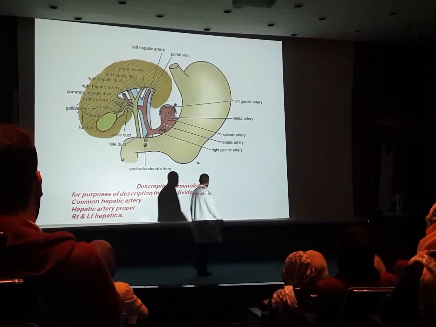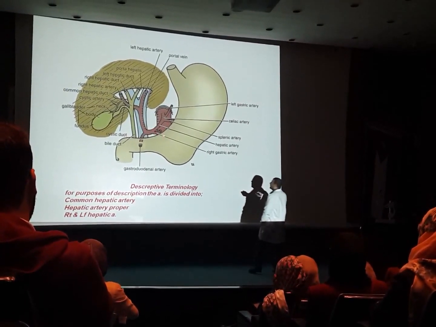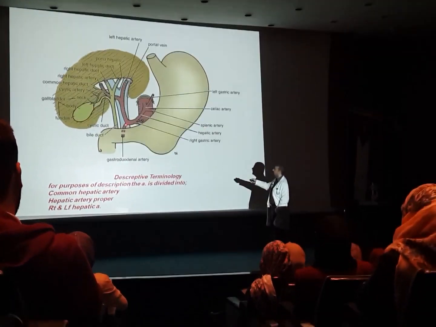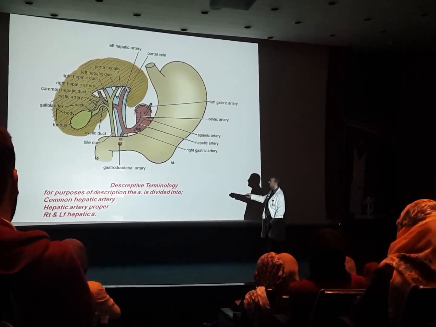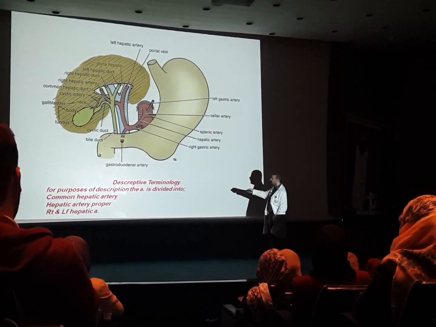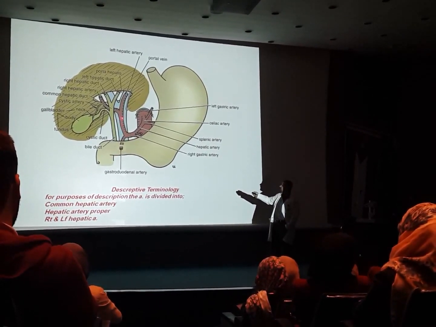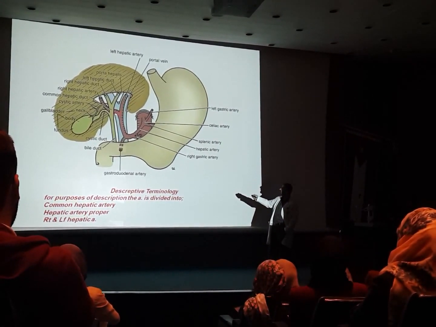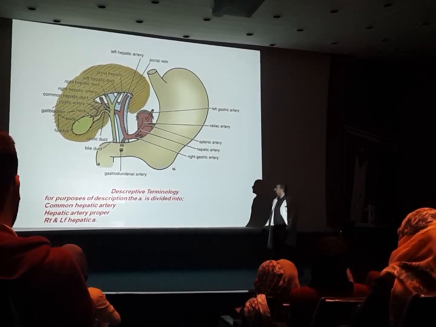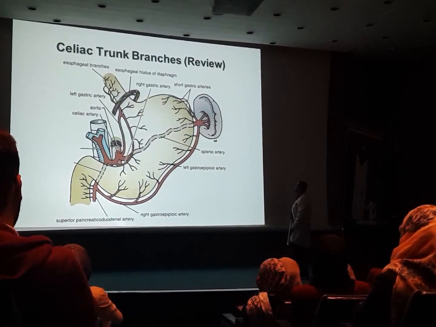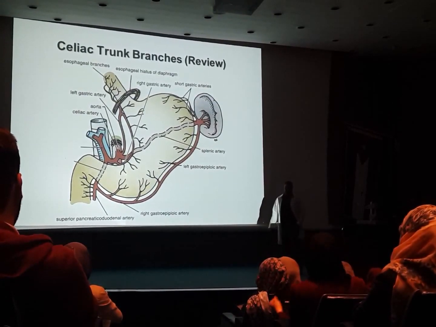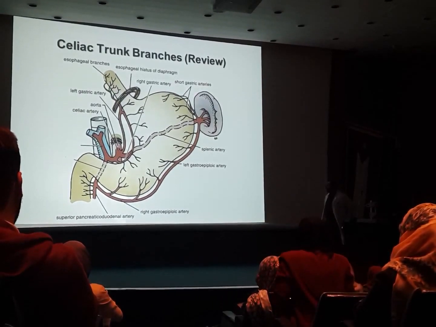So this is the story again. Common hepatic, first it will give the right gastric, then gastroduodenal, which will descend into right gastroepiploic and superior pancreatico-duodenal. Then it will become hepatic proper, which will give right and left branches. These are the branches for the celiac. Again, you can go over them by yourself.